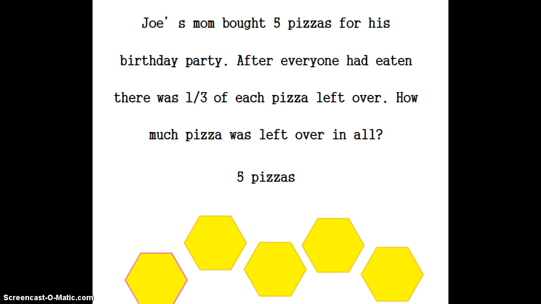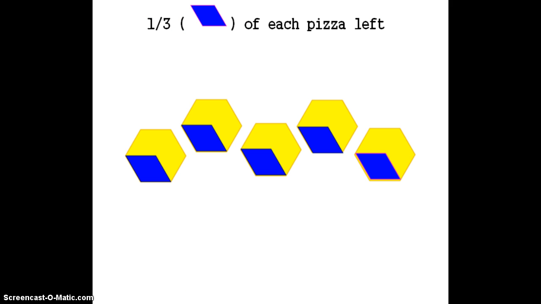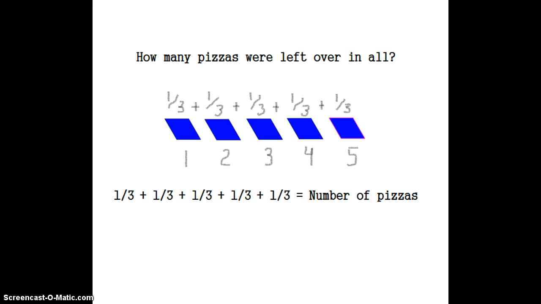Here you can see 1, 2, 3, 4, 5 pizzas in all. This is how many Joe's mom bought for his birthday party before anyone had eaten them. Now, after all the guests had eaten the pizza, there was 1/3 of each pizza left. You can see this illustrated by the blue on each pizza. The blue is the 1/3 remaining of each of the 5 pizzas. Now, how many pizzas were left over in all?